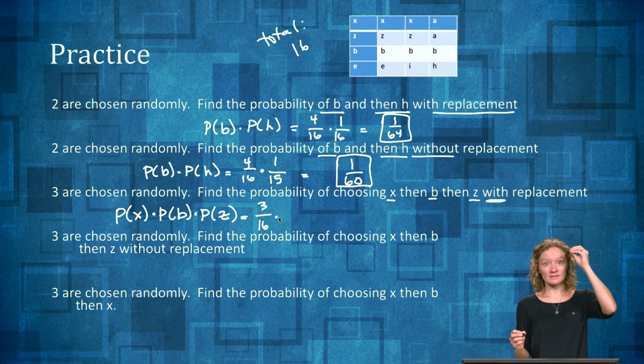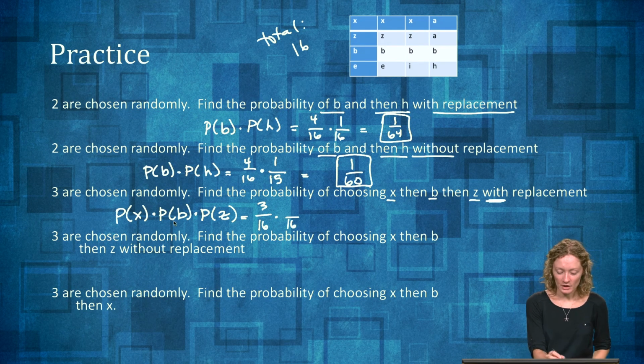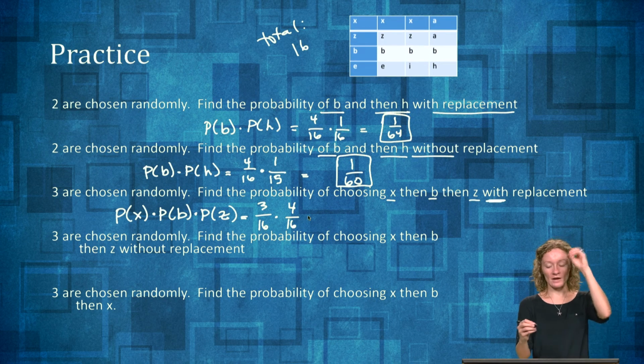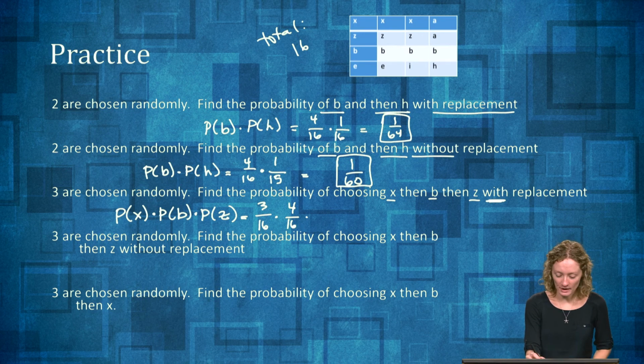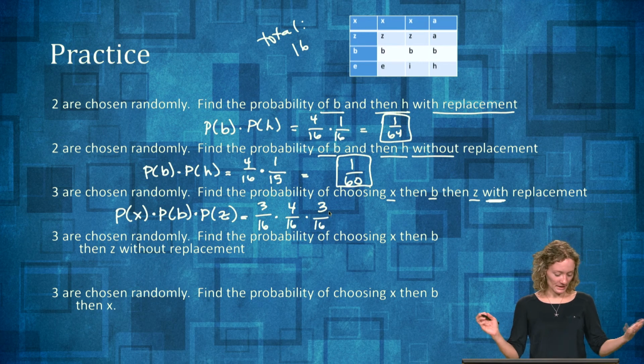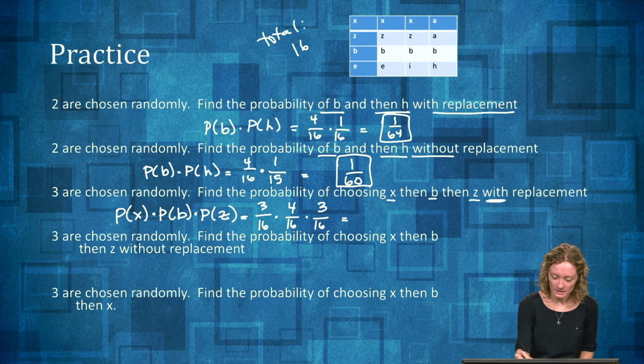We picked an X, we get to keep going, we put it back in, shuffle, there are still all 16 available. Of the 16, how many are Bs? We have 4, we picked a B, great, throw it back in, shuffle, and then the third selection, of the 16, how many are Zs? 3 of them, multiply, simplify, doesn't clean up too nice, we get 9 over 1024.